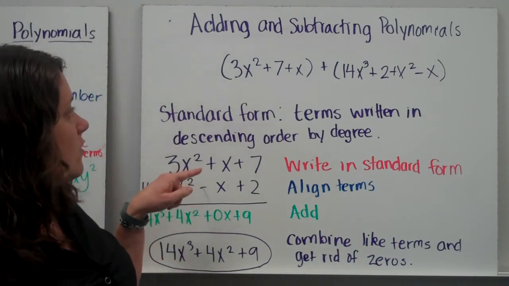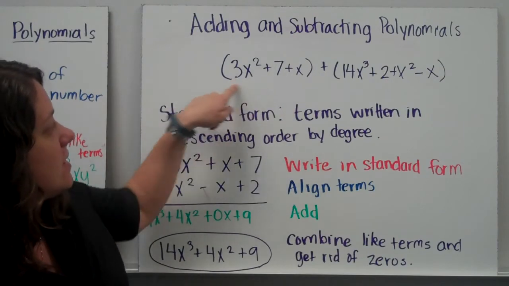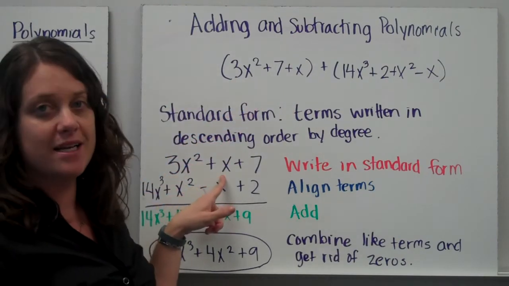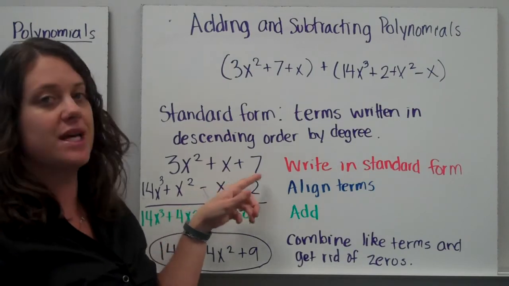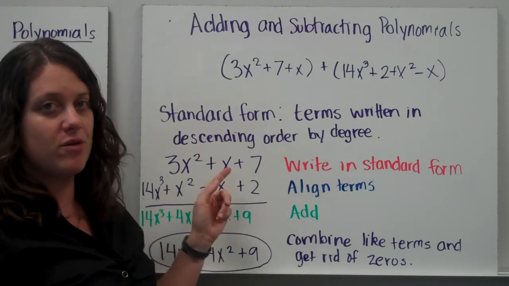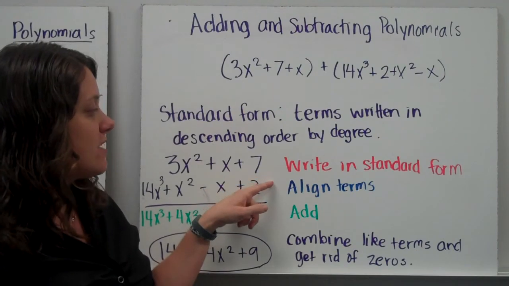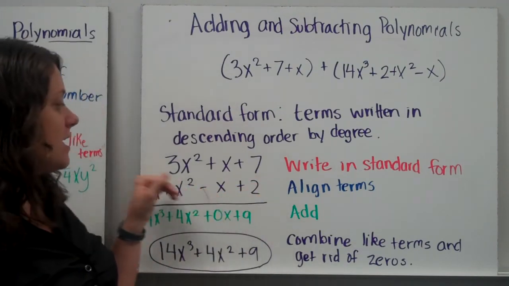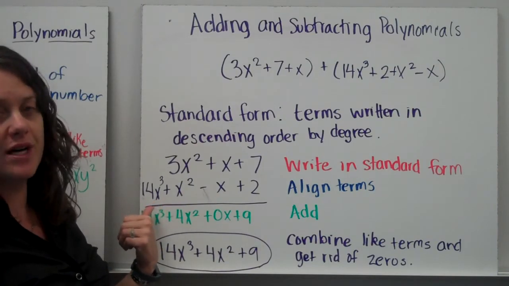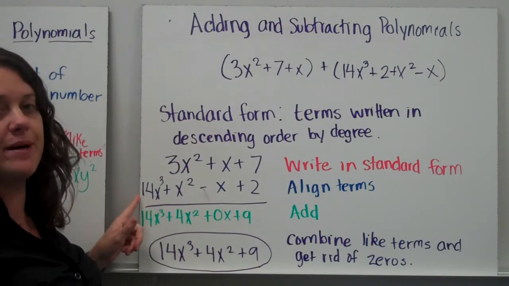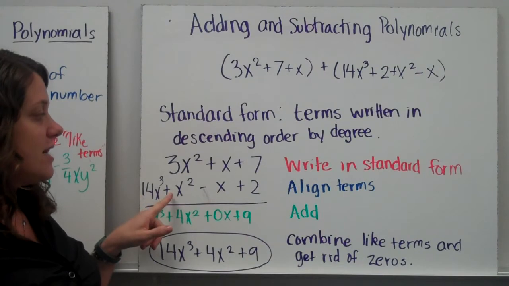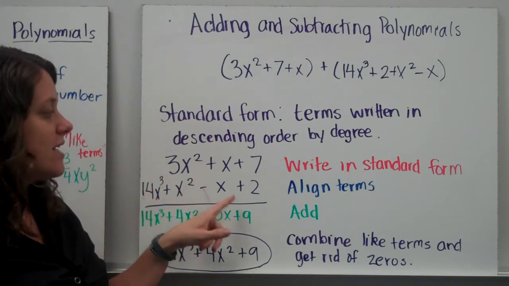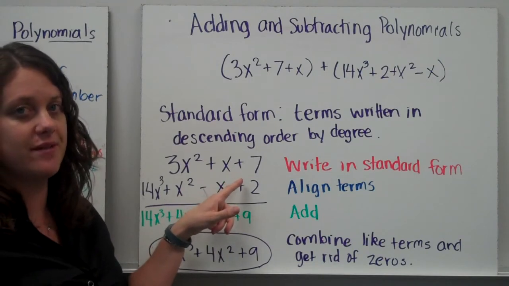So here, first, we're going to put this in standard form. So we have the 3x squared. Then we have the x, which is to the first degree. And then we have 7. Okay, so we put them in order. So we wrote them in standard form. And then we're going to align the terms of the second one. So when we align the terms, you see there was no x cubed, so that's going to go out here by itself. And then we align the x squared with the 3x squared, the minus x with the plus x, and then the plus 2 with the plus 7.